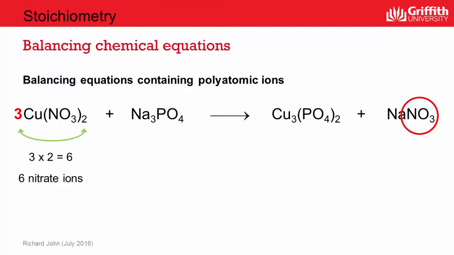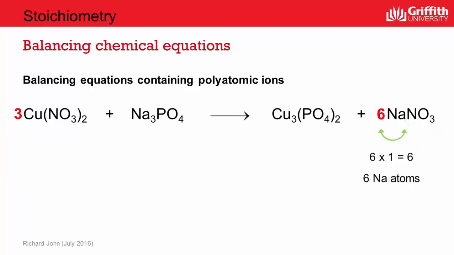At the moment I've only got 1 nitrate ion on the right hand side. So in order to get 6 nitrate ions on the right hand side, I put a big 6 out the front of the sodium nitrate. 6 times my 1 gives me 6 nitrate ions now on both sides of the equation. What it's also done, however, is give me 6 sodium atoms on the right hand side, and at the moment I've only got 3 sodium atoms on the left hand side. So if I put a big 2 in front of the sodium phosphate, I get 2 times 3, which is 6 sodium atoms on the left hand side, to match the 6 sodium atoms on the right hand side.